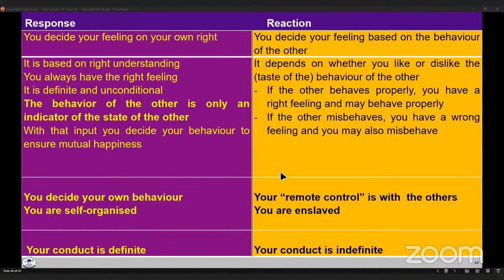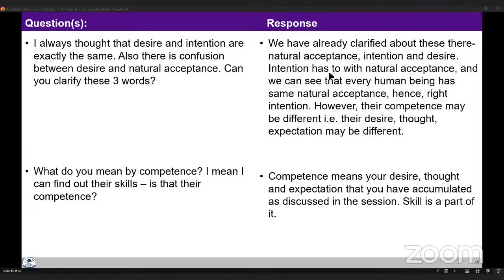So we have been discussing trust in so many weekly meetings here. This is another question. I always thought that desire and intention are exactly the same. So there is a confusion between desire and natural acceptance. Can you clarify these three words? What do you think? Are desire and natural acceptance one and the same thing, or are they different? What would be your answer to the student if they are asking this question?